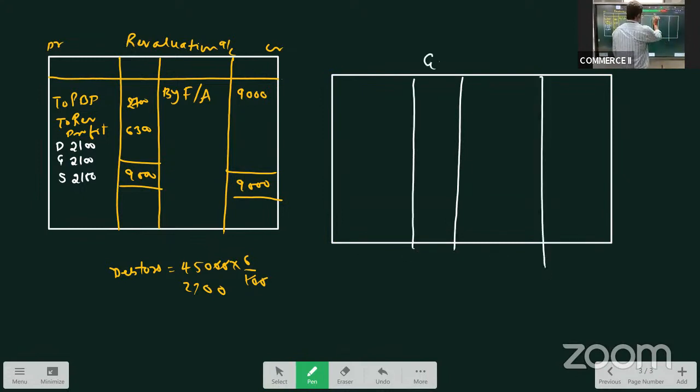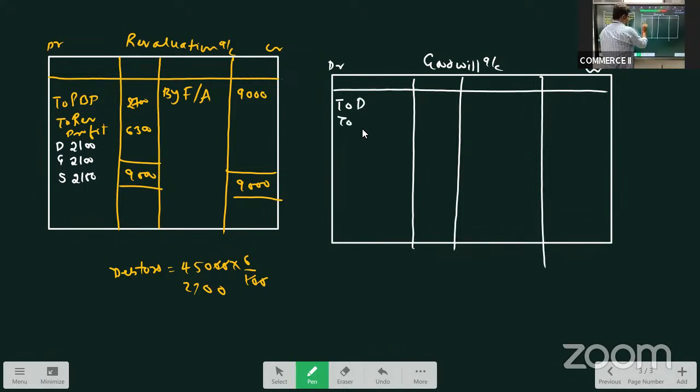We did the accounting treatment in the last slide. Particulars amount, particulars amount. When goodwill is raised, it is debited to goodwill account as to Dravid, to Ganguly, to Sachin. What is the value of goodwill raised? 45,000. Distributed equally. So 15, 15 and 15. This is the posting, the treatment for goodwill raised.